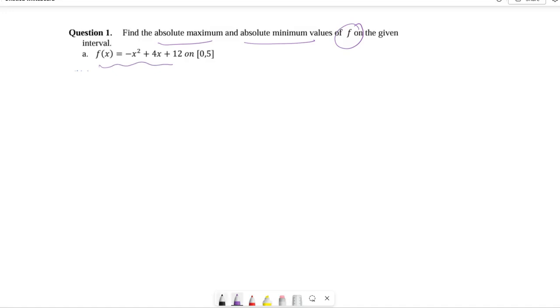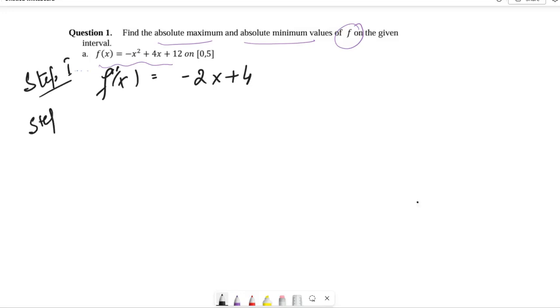So step 1 for this question is to find the derivative of the function. What is the derivative? Using the power rule, negative 2x plus 4. That's step 1. Okay.